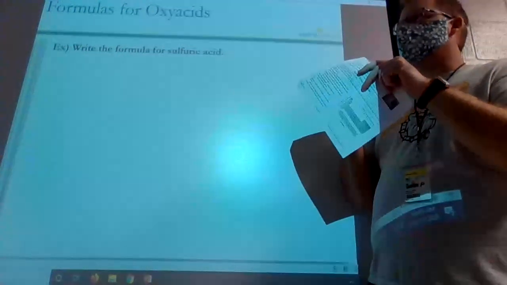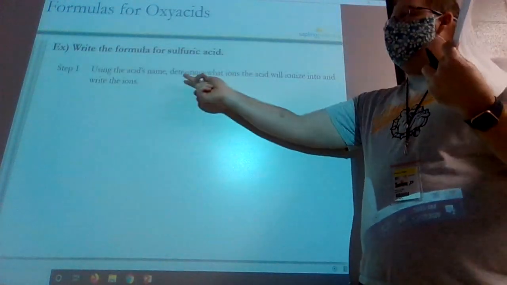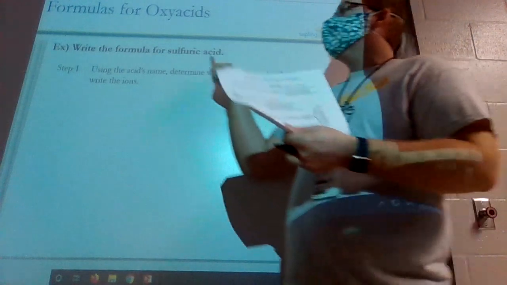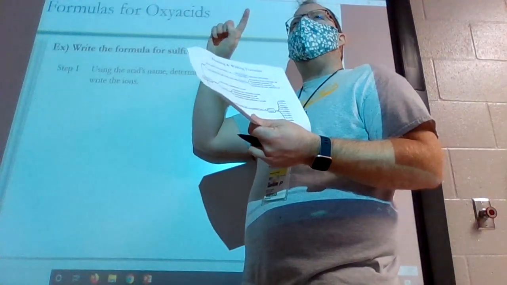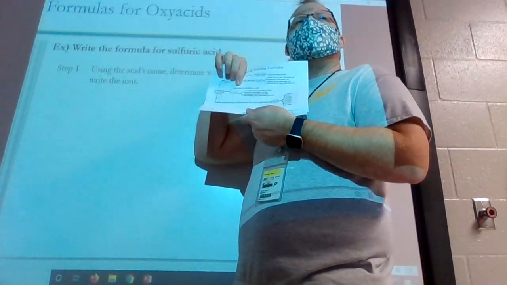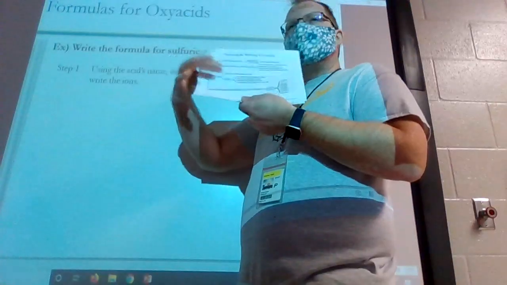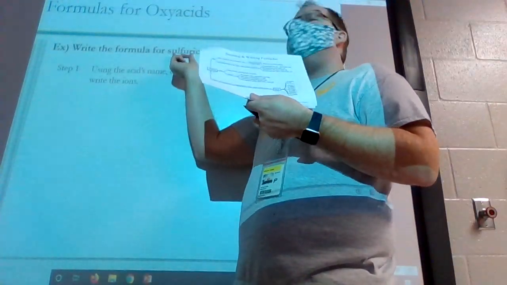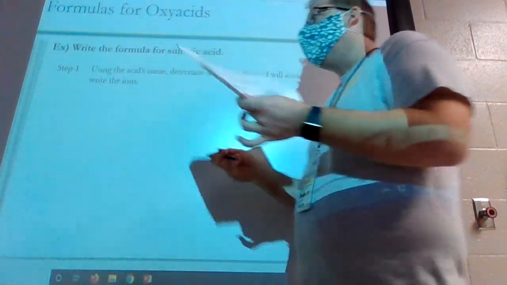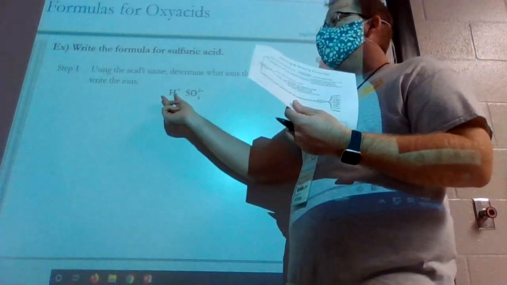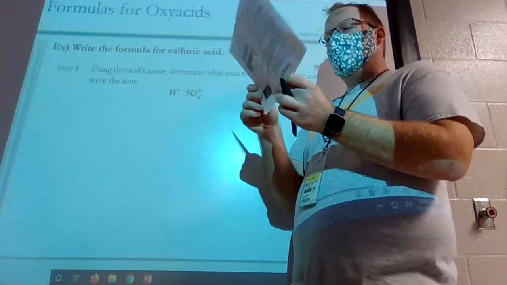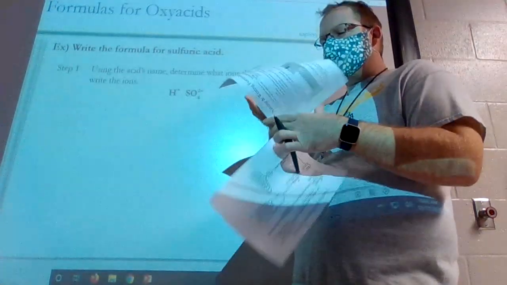So their example here, write the formula for sulfuric acid. So use the acid's name, determine what ions the acid will ionize into, and write the ions. So if it's sulfuric acid, it's got to have what? Hydrogen, because we know it's not using the binary name because it doesn't have hydro in it. So it's got to have hydrogen in there, and then it's got to have a sulfur oxyanion. So it's got to have sulfur and oxygen in it. So in their example here, you have your hydrogen, which is a +1, and then you have your SO4, which is a 2-.